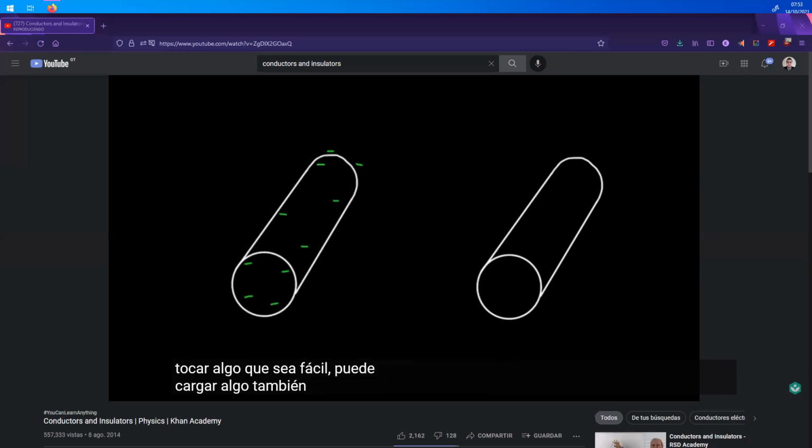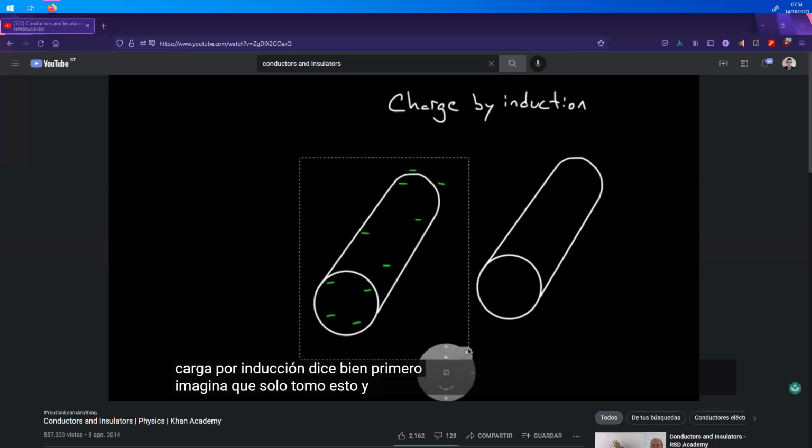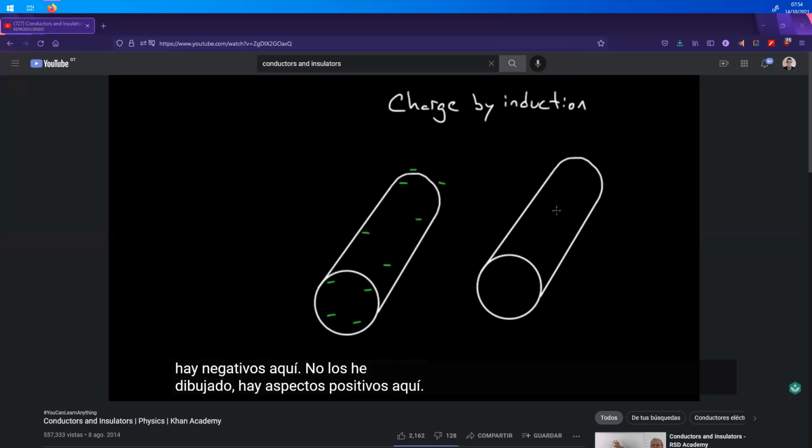That's easy. You can charge something also, and you can get clever, by induction, it's called. And what does this mean? Charge by induction says, all right, first imagine I just take this and bring it nearby, but don't touch it. What would happen? Well, there are negatives in here, I haven't drawn them, and there are positives in here. The negatives can move if they want to, as far away from the charged rod as possible.